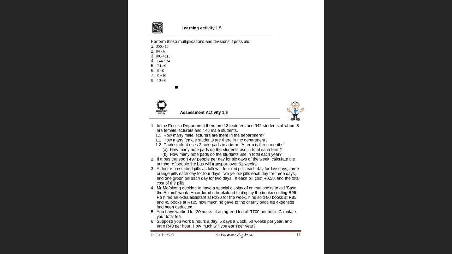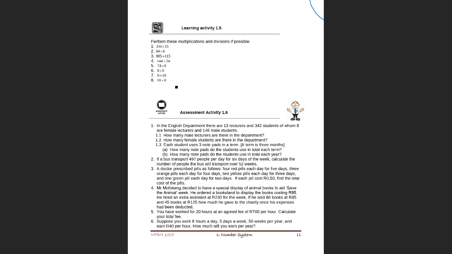He ordered a book stand to display the books costing 95 rand. So it's the cost he incurred, which was 95 rand, for the stand to display the books. Then he hired an assistant, which he paid 230 rand for the week.